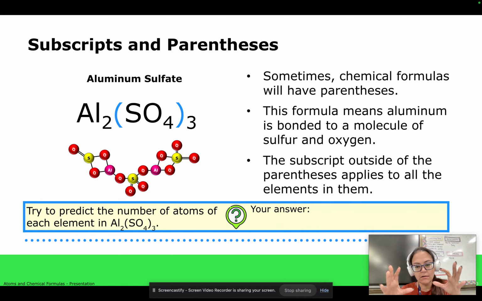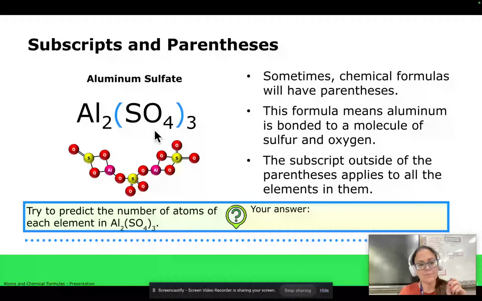And somehow they are all combined. So let me see, where is our Al2? Oh, they're separate. That's okay. So we have those 3 separated. Because there's 3 of those, we have an SO4 over here, an SO4 over here, an SO4 over here. So technically, we have 3 S's and 12 O's in the whole thing.